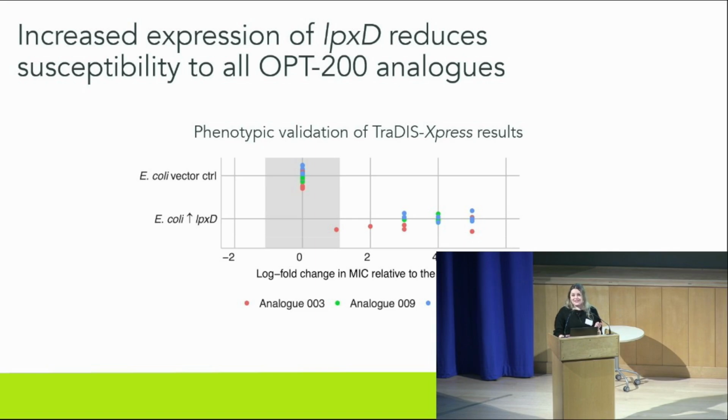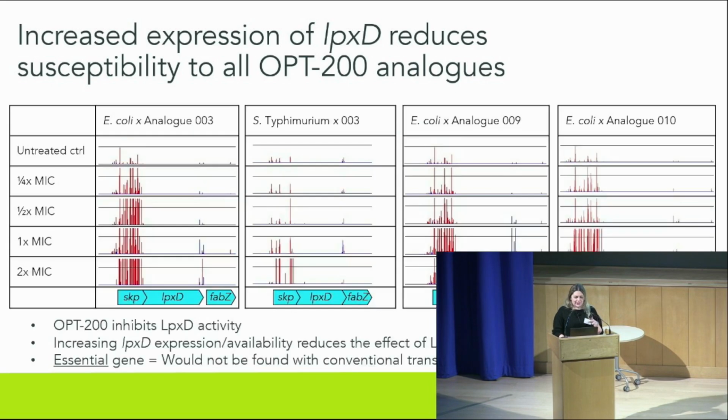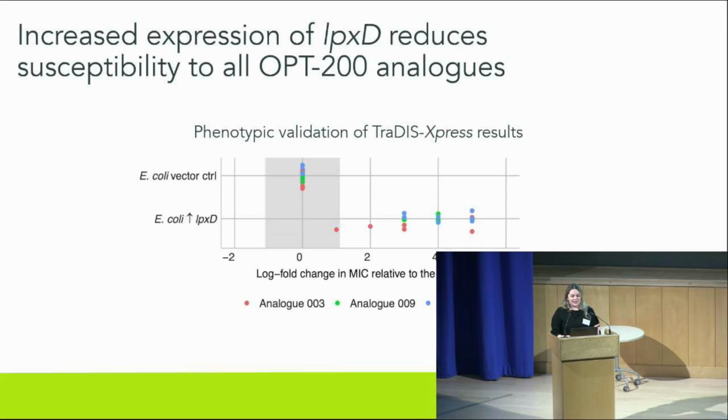We validated this just by overexpressing LPXD on a plasmid vector, and we found a 5 log-fold increase in the MIC. One thing that is important to point out is that some of these massive inserts are a 14, 15 log-fold change from the control, so it's not exactly the same, but it's showing us that there is a massive effect. And this proves, with other research that Oplitec did, that LPXD is this drug target.